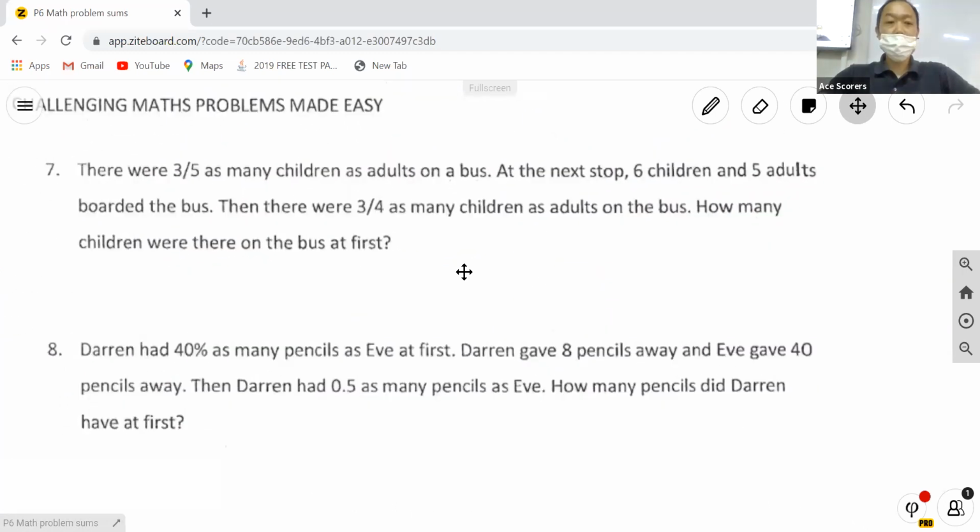Okay, so this is units and parts, right? So let's see how this works. Question number 7. There were 3/5 as many children as adults. So let me try to do a bit more space. So children, you can see, is to adult, right? 3 is 3u and 5u.